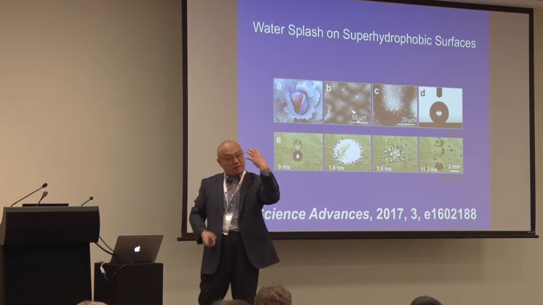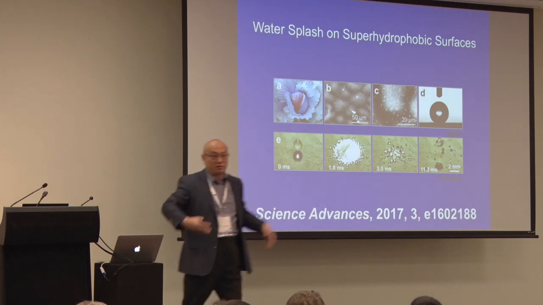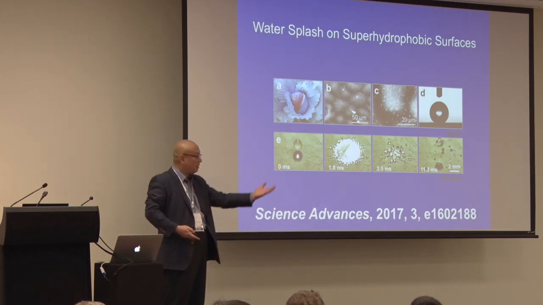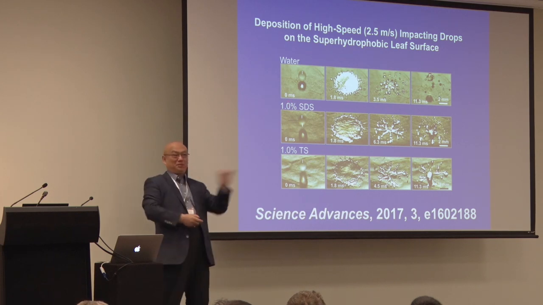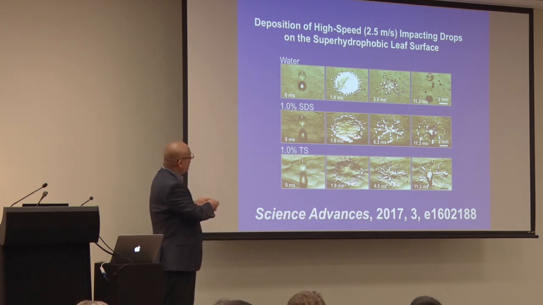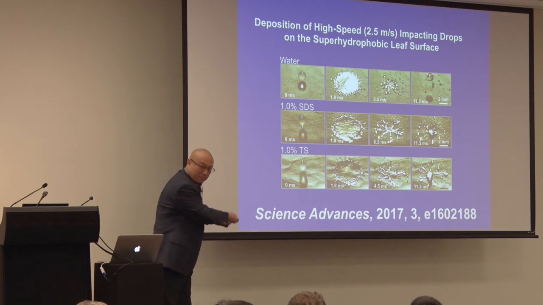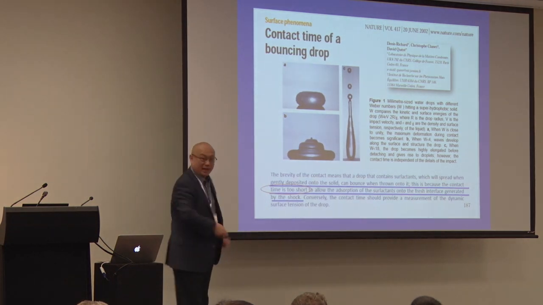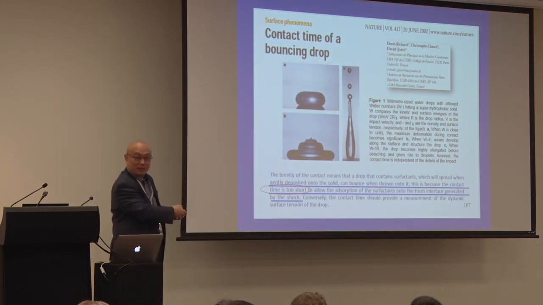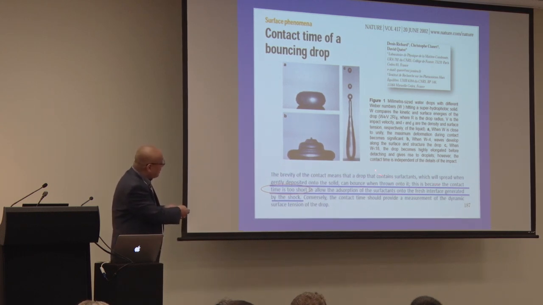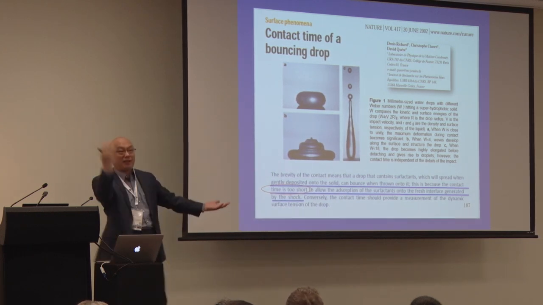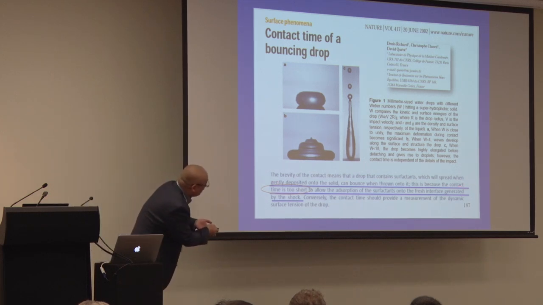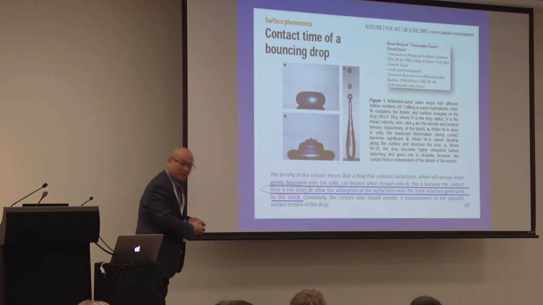Let's make this get high adhesion, spreading water on the super hydrophobic surface. Okay? We tried. We just put some surfactant in the solution. It doesn't work. So put 1% of the SDS, 1% of TS. Same. Of course, because 10 years ago, a Nature paper said Curie already did the experiment. He put some surfactant in the water on a super hydrophobic surface, and it jumped away. Nothing happened because he said the contact time is too short.